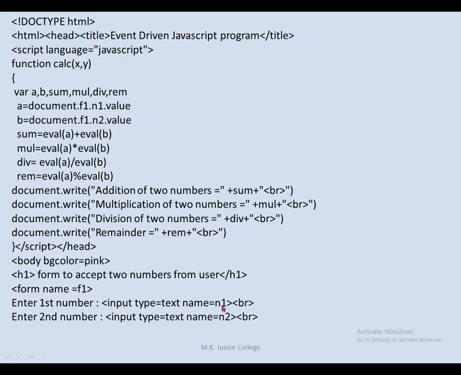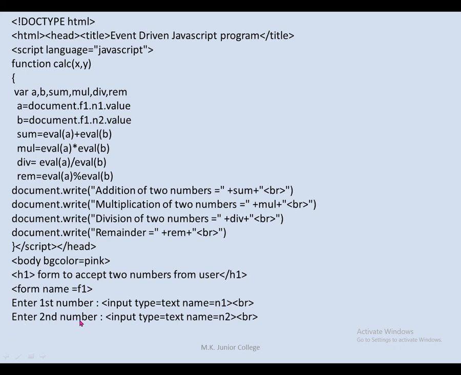So here name is equal to N1. You are giving a name to the first text box as N1. So this will link with here: document.f1. From this form, the value of N1 has to be stored inside A. So F1 and N1 are the name of the form and the name of the text box. The first text box is named N1, and whatever value is inside it, I will store inside this A.